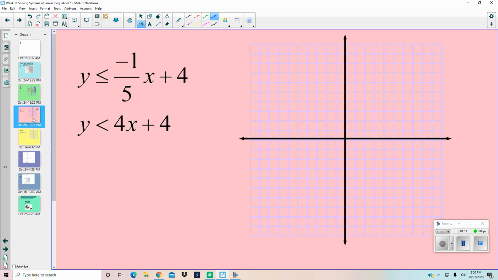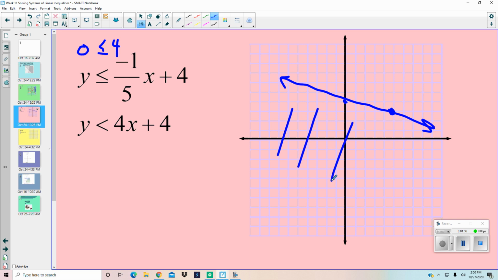If you have oblique lines, you have to test a point for each inequality. So my first one, I go up 4, and then from there, I go down 1 to the right 5, and it's going to be a solid line. When I put 0 in, I get 0 less than or equal to 4, which is true. The number 0 is less than or equal to 4, so my shading is here.